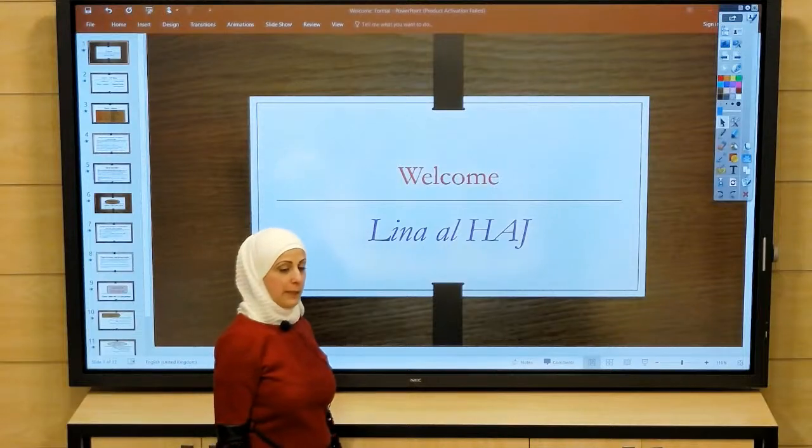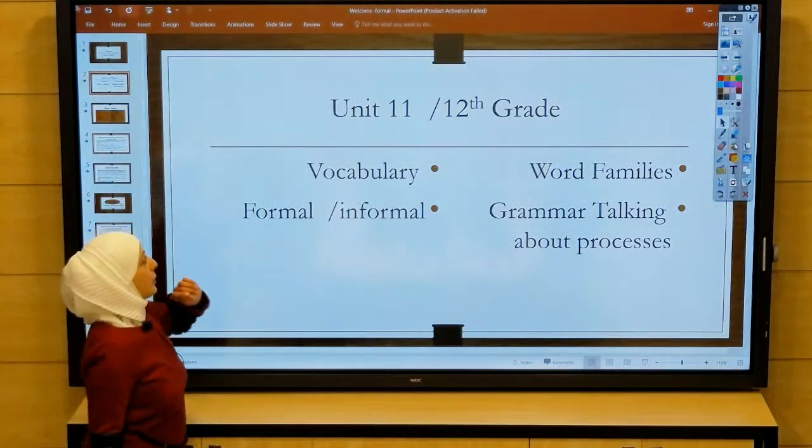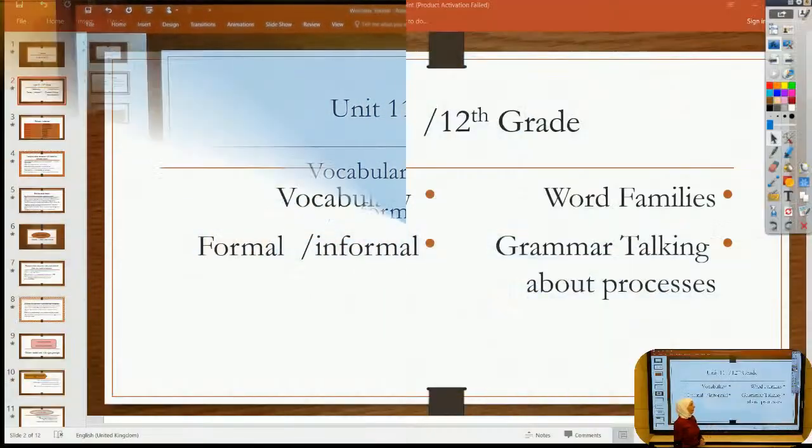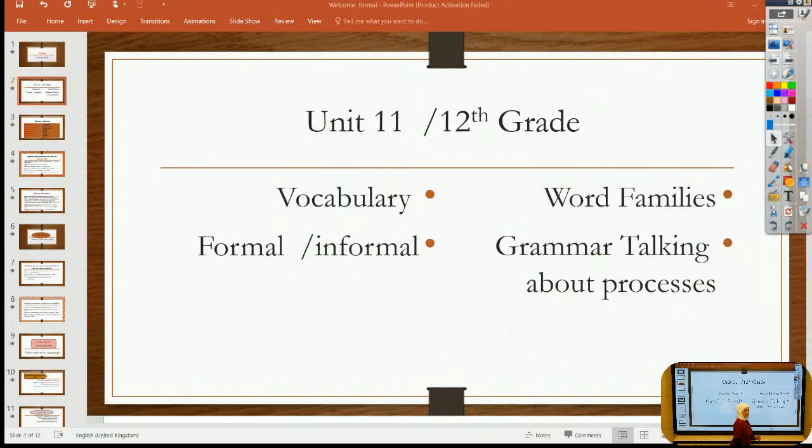From Mahmoud Hammad School. Our lesson today is about Unit 11. We'll talk about vocabulary, here about formal and informal words. Also, we'll talk about word families and the grammar talking about processes. Here, we'll explain about passive.